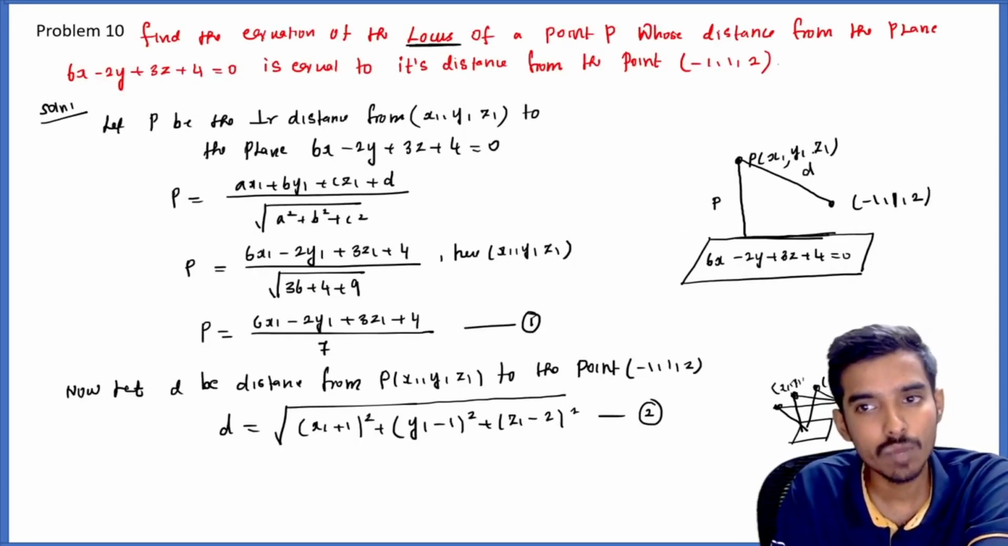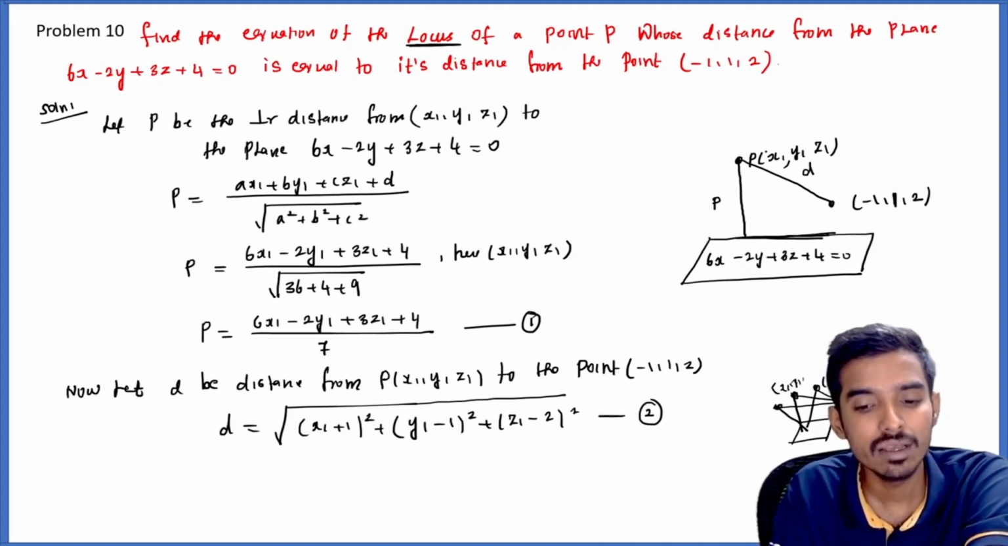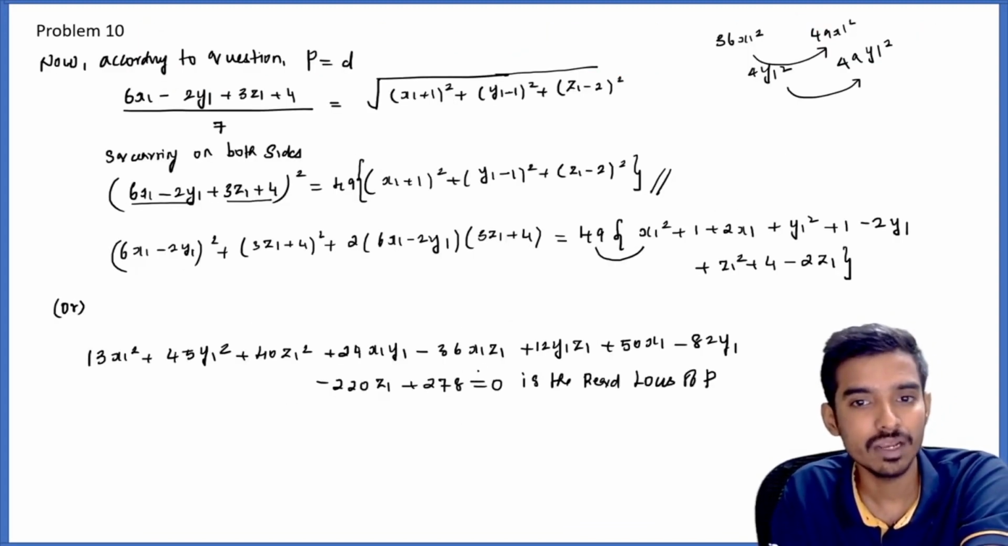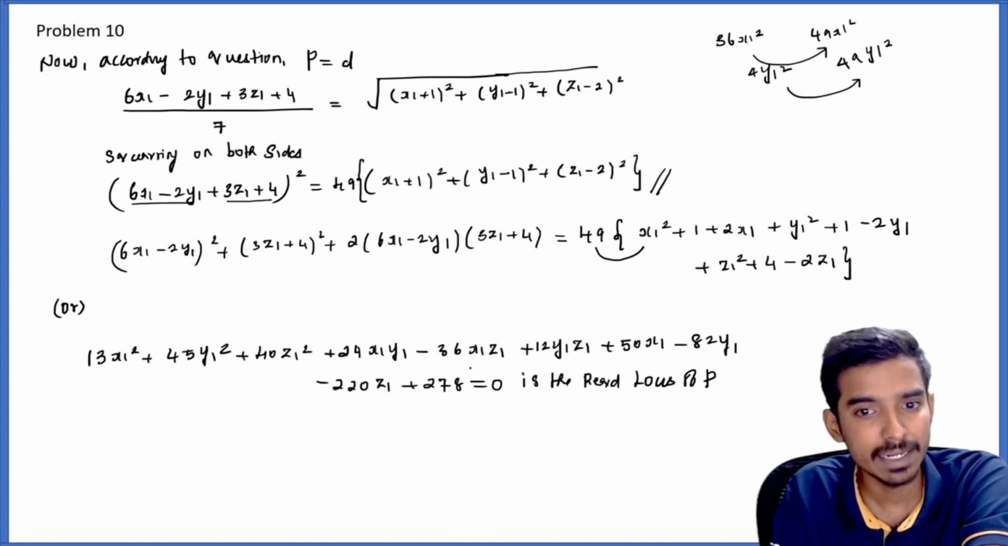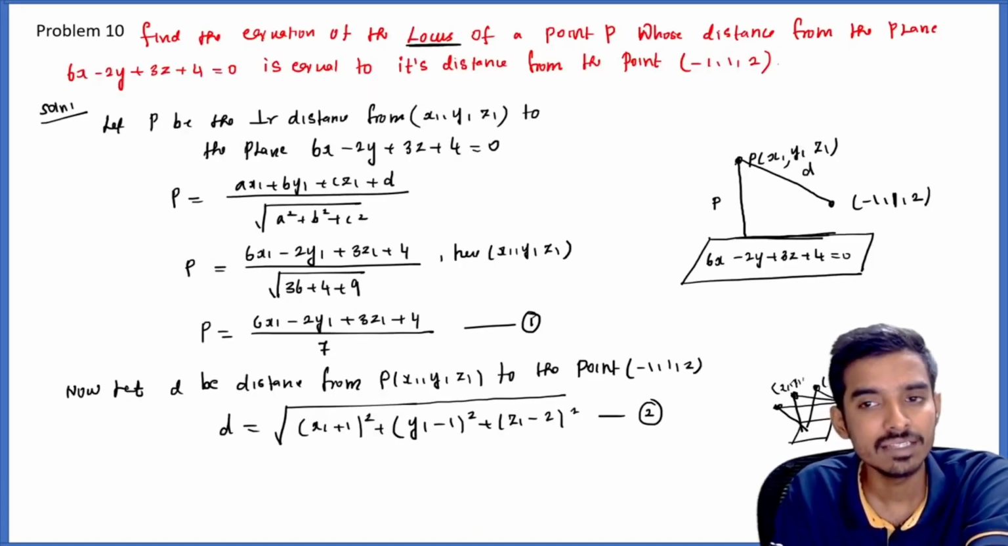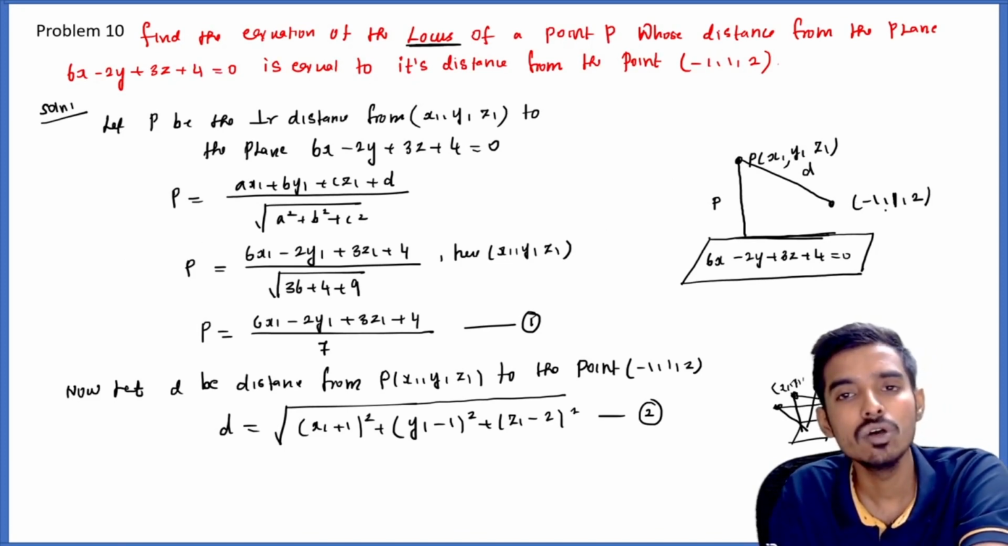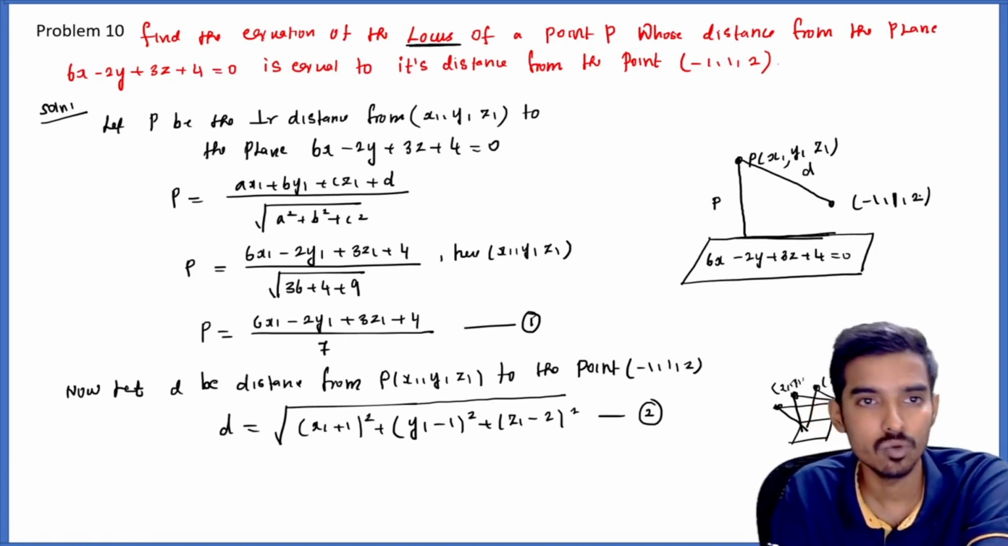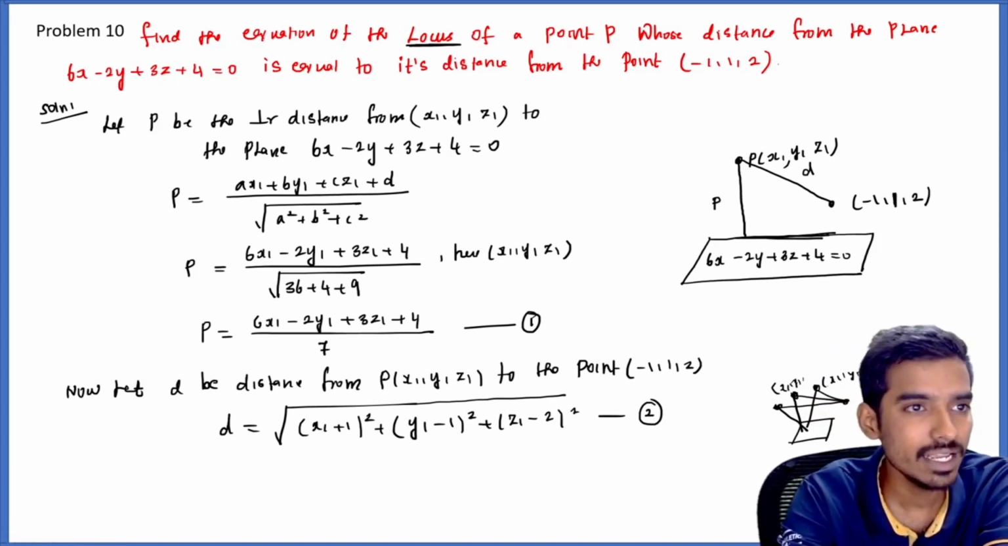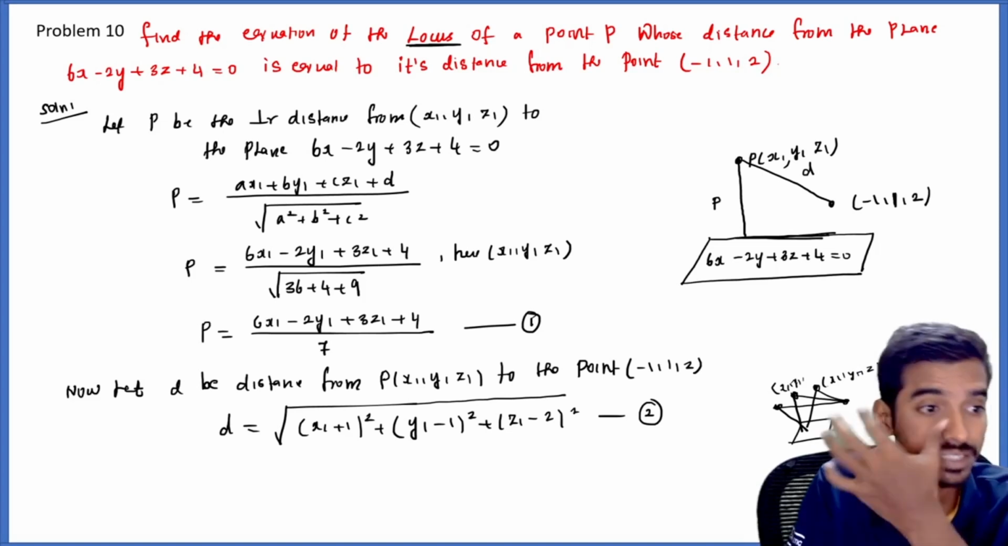So all your x1, y1, z1 will satisfy this equation, right? So whenever your x1, y1, z1 satisfies this equation, you can say the distance from that point to the plane is the same as the distance from that point to the point minus 1 comma 1 comma 2, right? So again, very easy problem. If you understand the concept, these are very easy problems.